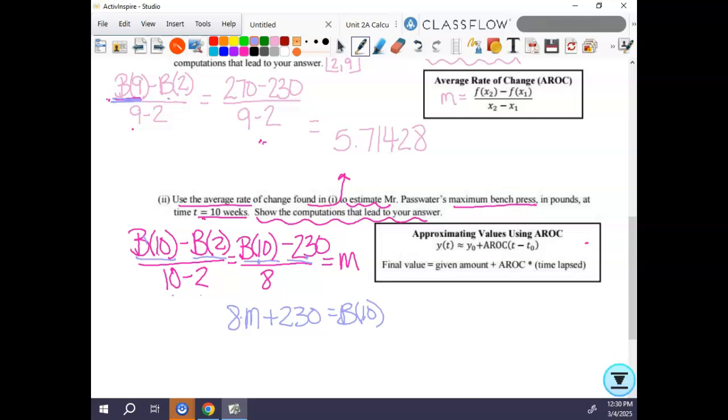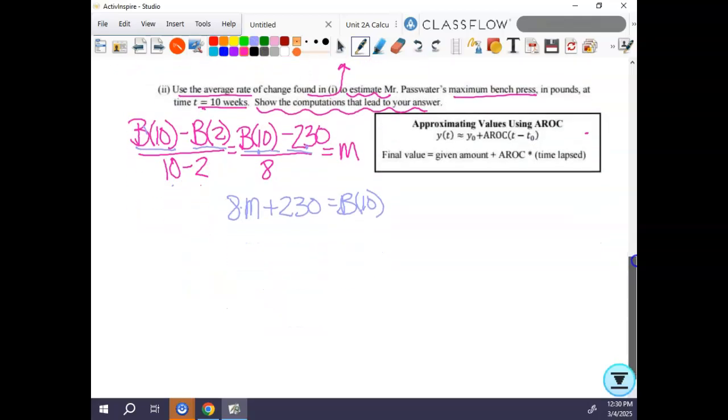All right, so what we got here is b of 10, right? So go ahead and write that down, b of 10 in your 5 decimal places, 275.71428. All right, and then I want to know what those units would be.